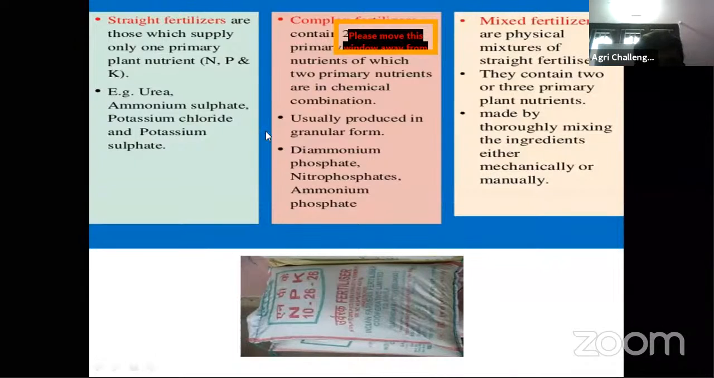Straight fertilizers and all these things we have already discussed. Anyhow, straight fertilizers are those which supply only one primary plant nutrient. The primary plant nutrients are NPK. Urea, ammonium sulfate, potassium chloride, and potassium sulfate; your single superphosphate, potassium chloride, potassium sulfate all come under straight fertilizers.